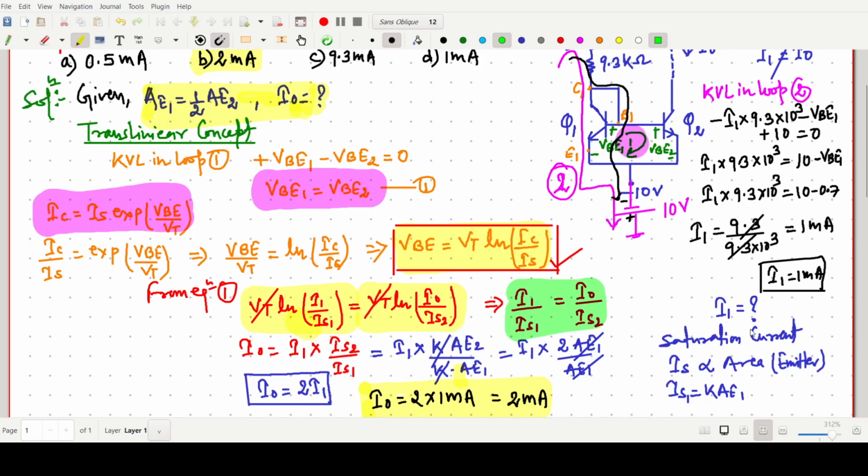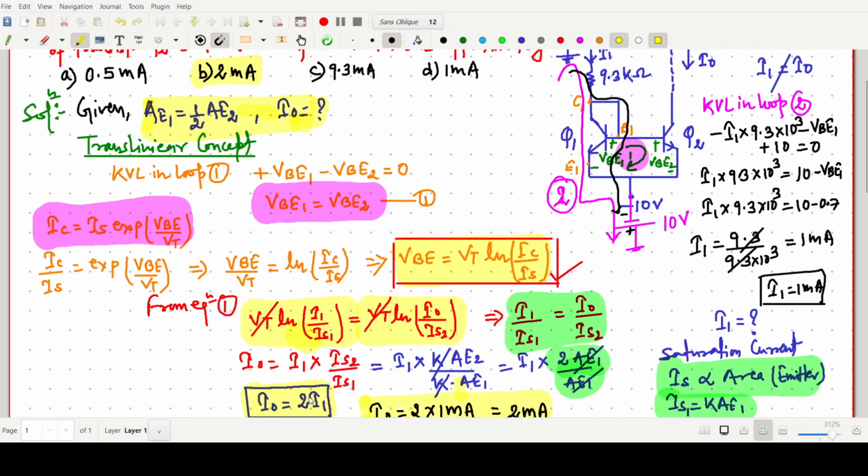Now the main important thing is given. This IS is nothing but simply proportional to the emitter area. So IS1 is K times AE1 we can write. So I naught equals I1 into IS2 by IS1. Now this IS2 is nothing but simply K times the emitter area AE2, and it is given that AE2 is twice times area 1. So finally we get the I naught and I1 relationship, that is, I naught equals 2 times I1. After that, if you get the value of I1, we can easily say the I naught value.